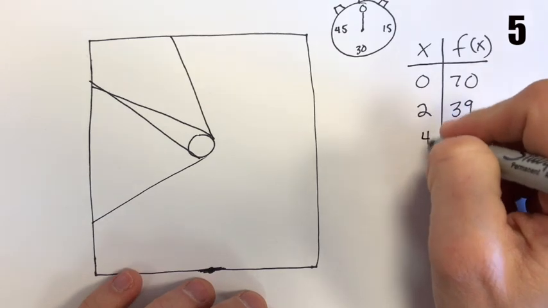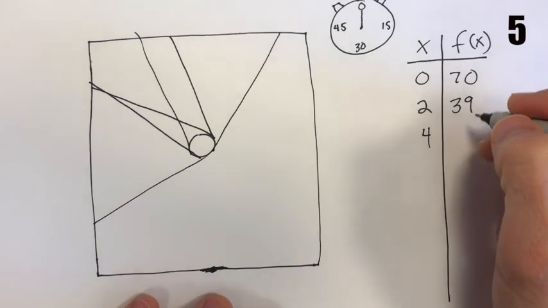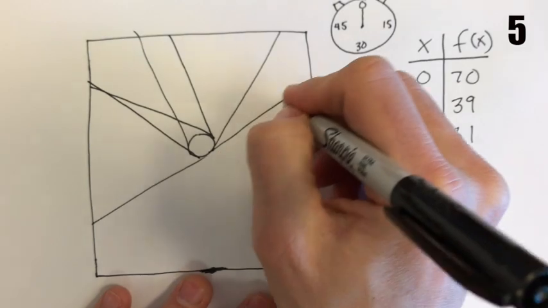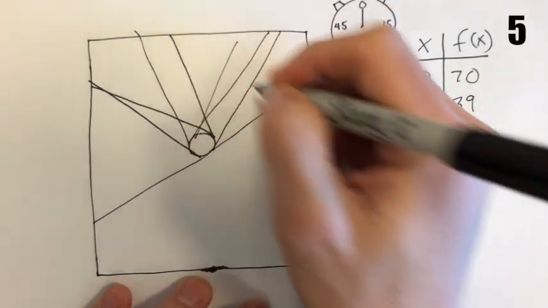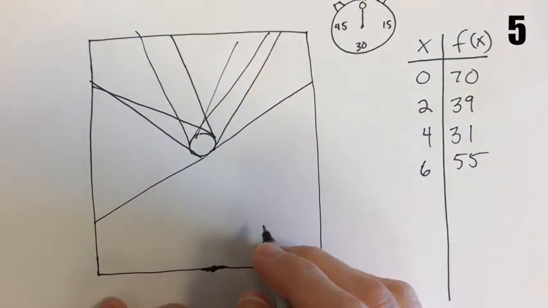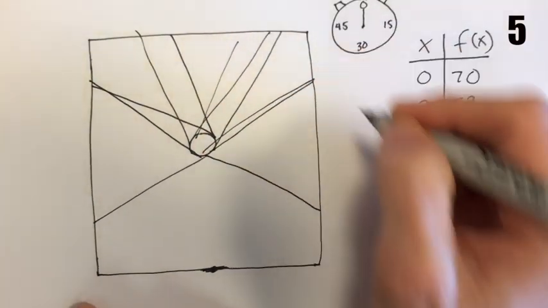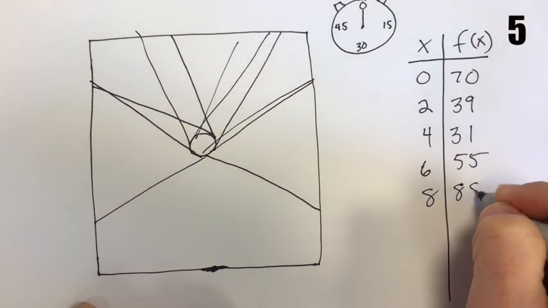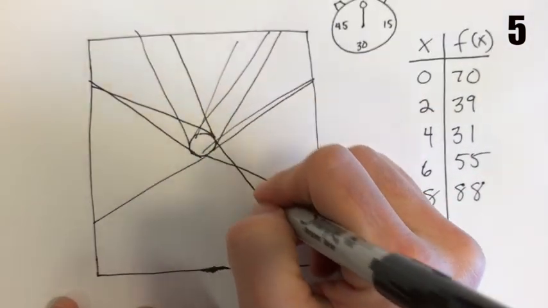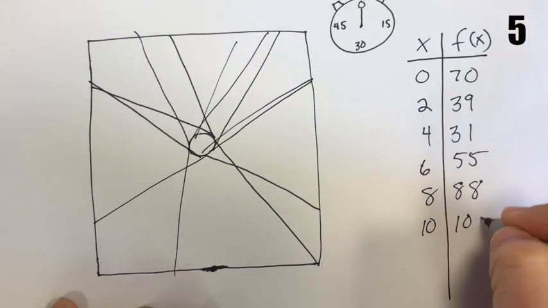At 4 seconds, now it's facing more or less the opposite direction of this wall. We are at 31 candelas. After 6 seconds, now we're facing kind of in this direction, still away. 55 candelas, we're starting to come back. At 8 seconds, we're more or less on this side wall here, and we have 88 candelas. At 10 seconds, we're basically almost back to the front area here. We're at 100 candelas.